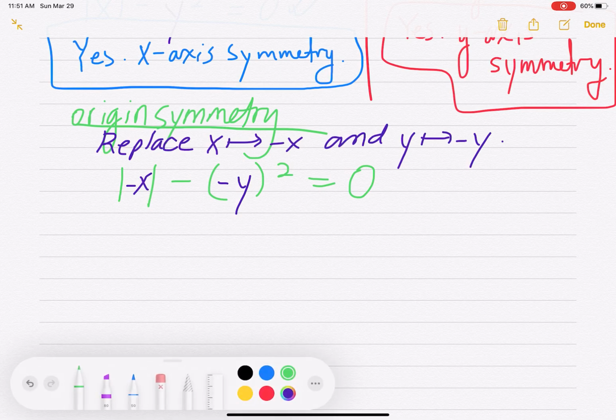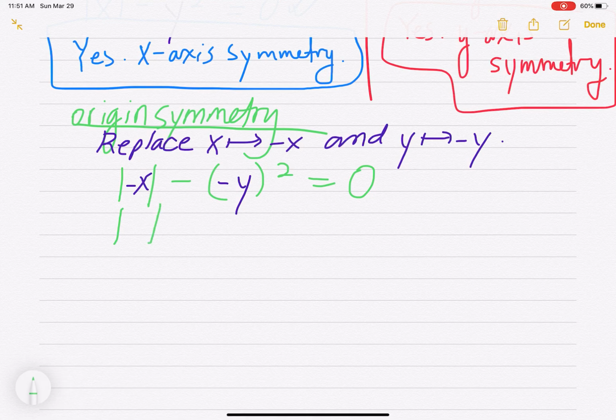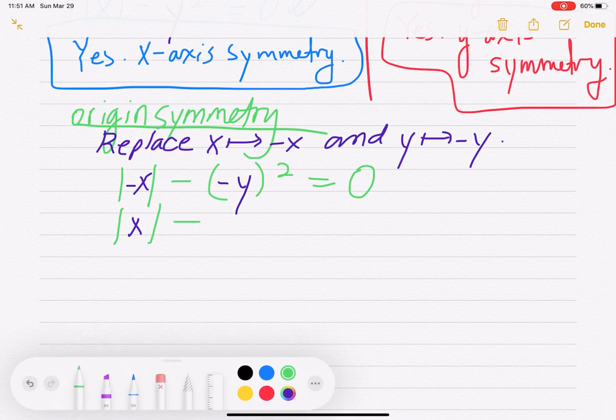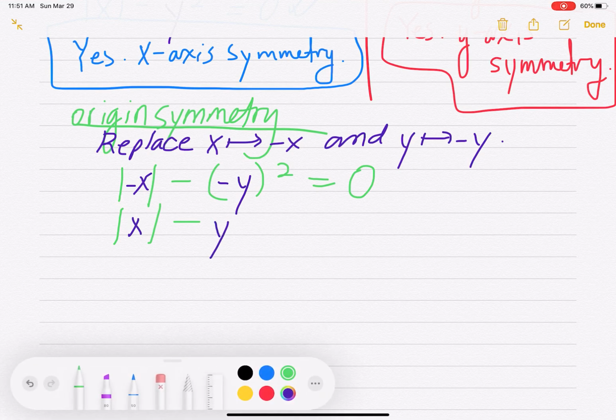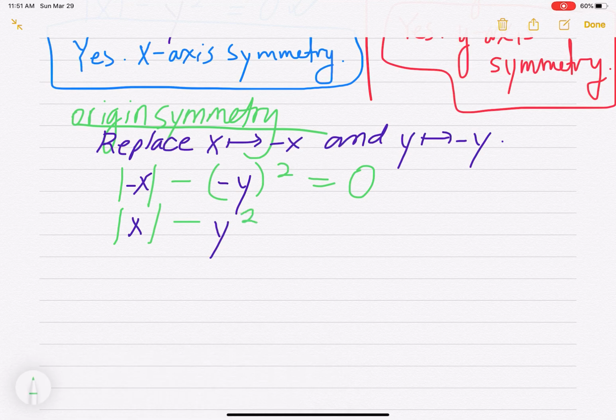We have to answer the question, what does the absolute value do to the negative? It kills it off. So the absolute value of negative x is the same thing as the absolute value of positive x. And then you put a green minus sign. Then the question is, what does that square do to the minus y in parentheses? Well, the square kills off the minus. So you're just left with a purple y, green square, and then equals 0. The absolute value of x minus y squared equals 0.